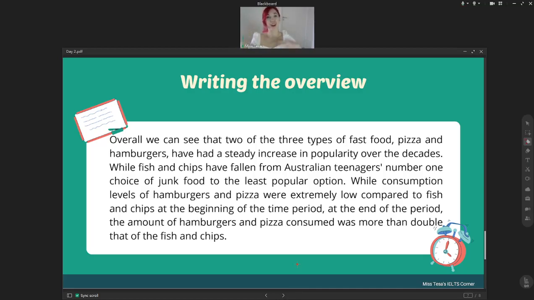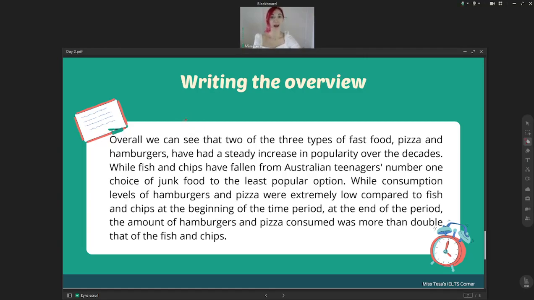Next, we're going to talk about how to write an overview. And like I said, in the overview, you don't really want to mention any numbers, and you don't want to talk about anything too specific. You just want to talk about the broad points of the chart, so that anybody who reads it can get what the chart is showing us, right?